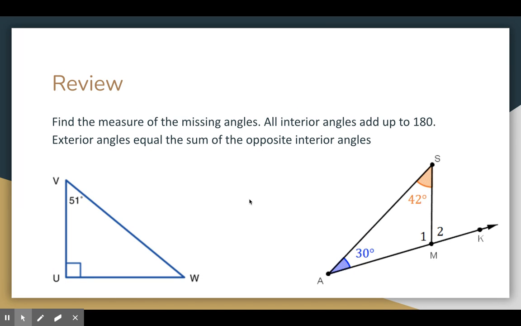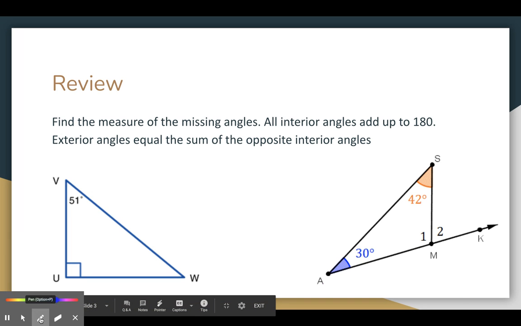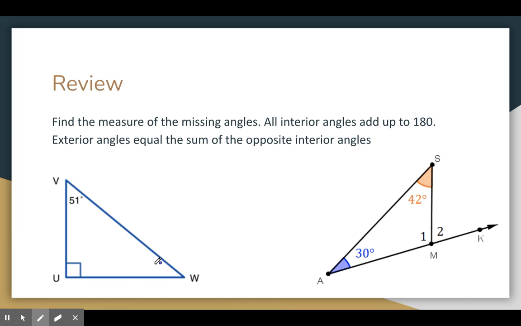So now, knowing those quick reviews, some example problems: find the measures of the missing angles. Remember, all interior angles add up to 180, and exterior angles equal the sum of the opposite interior angles. So if we do this real quick, all three of these angles have to add up to 180. We don't know what this one is. This is a box, doesn't have any number, but we know that's a right angle, so it's 90. So we just add them all together: 51 plus 90 plus our unknown, let's call it x, has to equal 180.